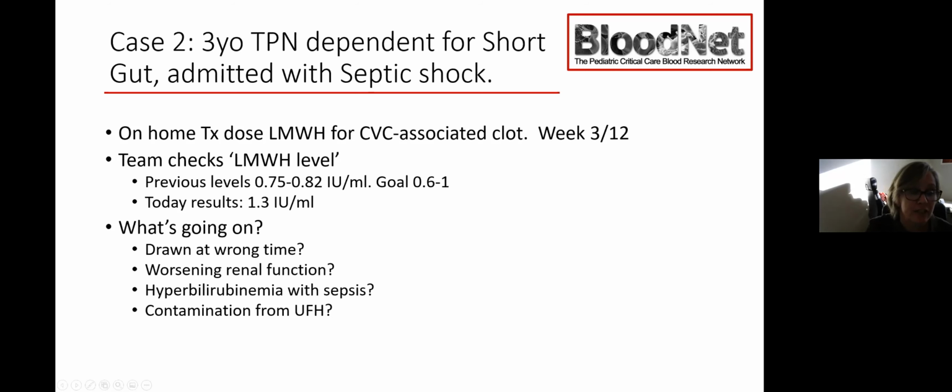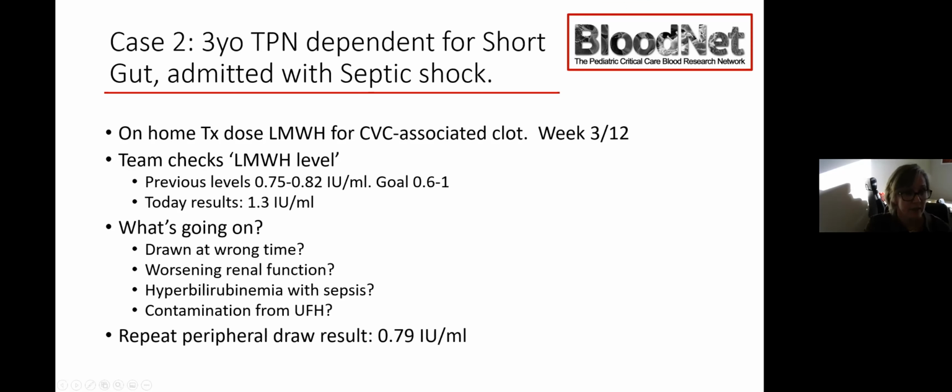What about contamination from unfractionated heparin? This was drawn from an arterial line. Yes, I wasted a lot. We did a peripheral draw after talking with family and nurse, and the level had normalized.